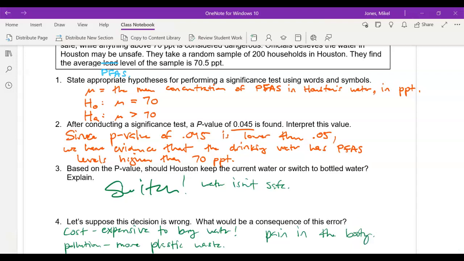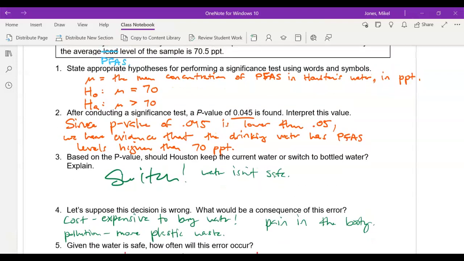It's very expensive. And then, some environmental concerns. That's a lot of plastic waste for no reason. Imagine if everybody in Houston had to switch to bottled water. And then, just in general, it's a pain in the rear to have to drink bottled water all the time. So that would be a consequence of rejecting the null hypothesis when indeed it's actually true.